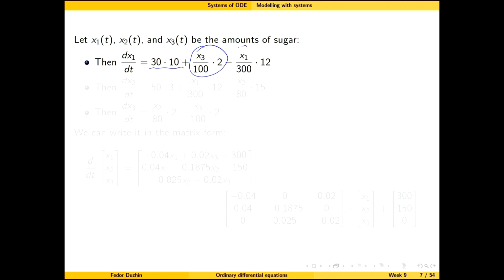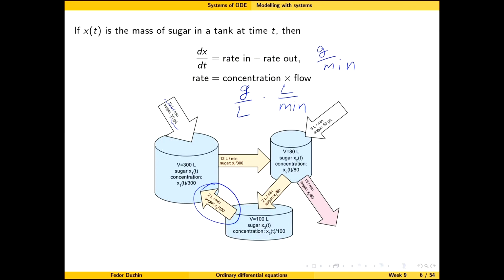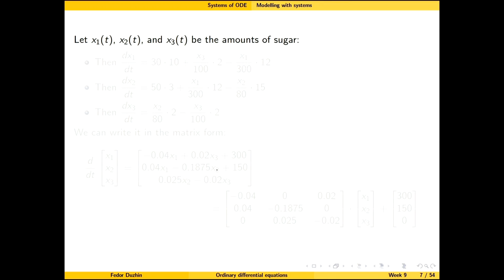And then the outflow is this, because the outflow is proportional to the concentration. 12 liters per minute is the outflow from tank 1. I think it goes to tank 2. Yeah, and the concentration of sugar in tank 1 is x1 over 300.